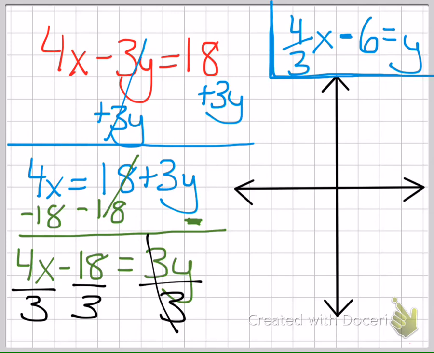What's my y-intercept there? -6, the number without the variable, right? The number without the variable is the y-intercept. So I'm going to go to -6, which for me is right there.